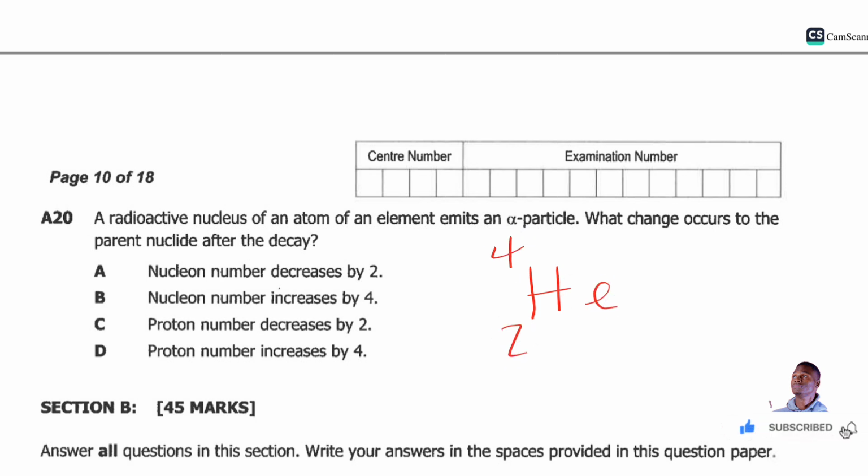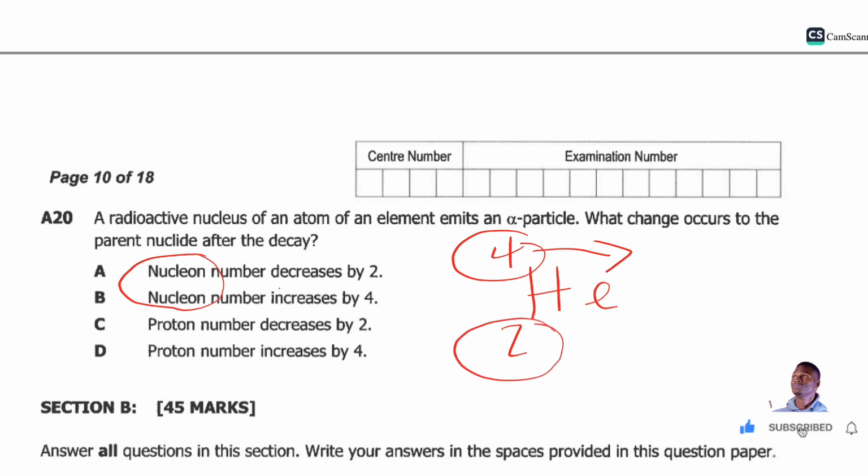Now, what will happen to the parent nuclide? Number one is that the mass number decreases by 4. Mass number is also known as the nucleon number. So let's look at A and B. Nuclear number decreases by 2? No, it decreases by 4. B, nuclear number increases by 4? No, it decreases by 4. All right, so about nuclear number, that's all.